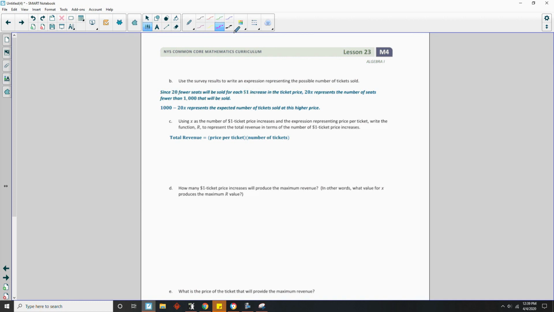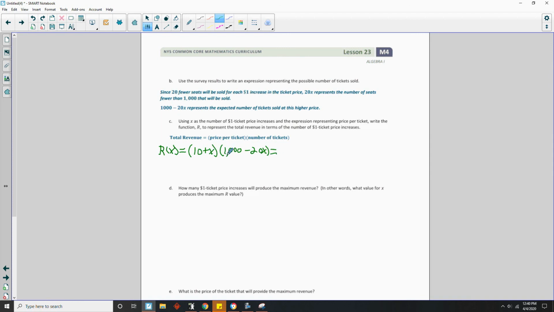So what we're going to do is use the capital R with respect to x. So R of x equals, and our linear function from part A, which is how much each ticket is. So it's 10 plus x, price per ticket, $10 plus any $1 increment, times number of tickets, which was this right here, 1,000 minus 20x. Okay, and so then we're going to FOIL this, if you will.